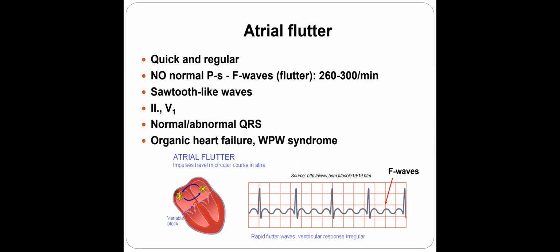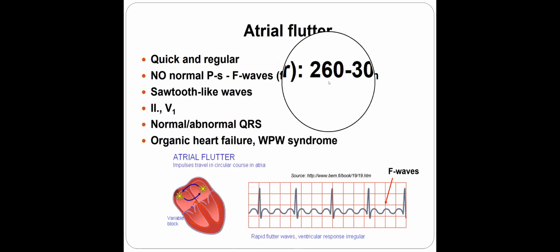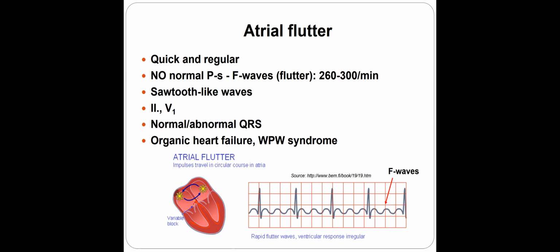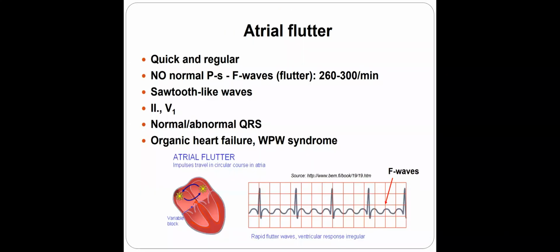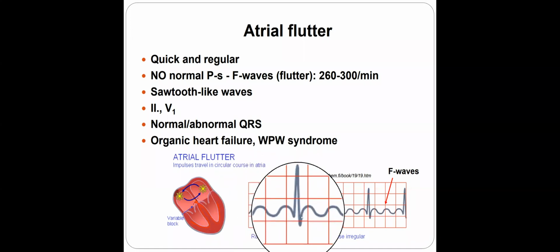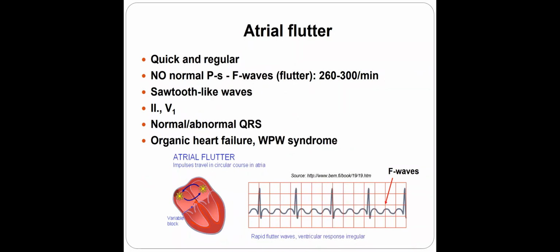Now, regarding the rate of atrial impulse formation: if we have between 260 and 300, as you see here, there is almost no way to have a little rest between the relaxation and the contraction. This is what we call a flutter. As you see here in a flutter, that's not a P wave. These are called sawtooth waves, or flutter waves, meaning F waves. So these are the F waves.